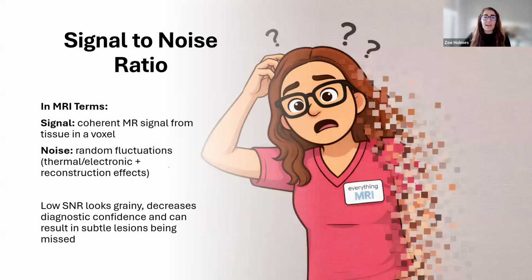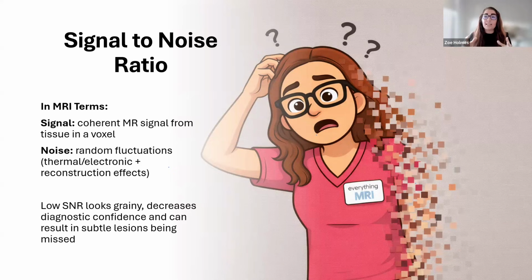So we define SNR in practical terms. If you zoom into a uniform region like the CSF or the liver, the brightness coming from that tissue is the signal that we want to see. The noise is that random bit of speckle that makes the brightness fluctuate pixel to pixel, even when the tissue is uniform. SNR is just signal divided by the standard deviation of noise.